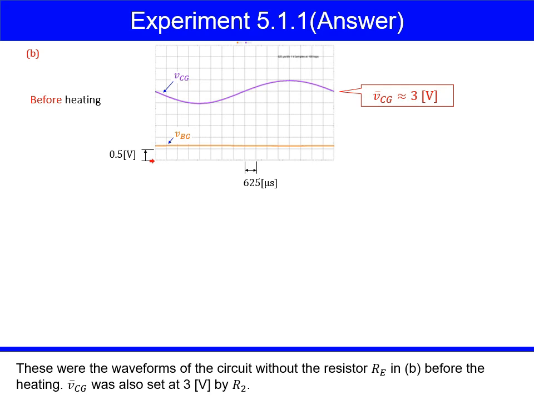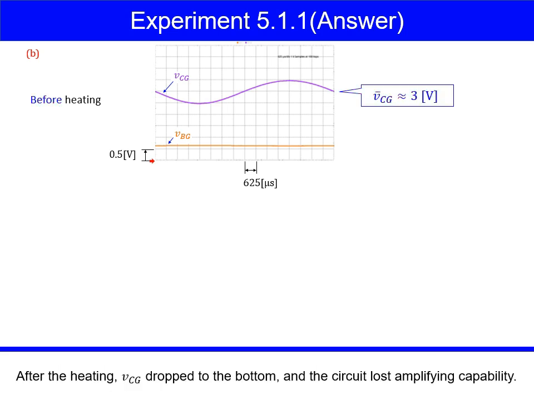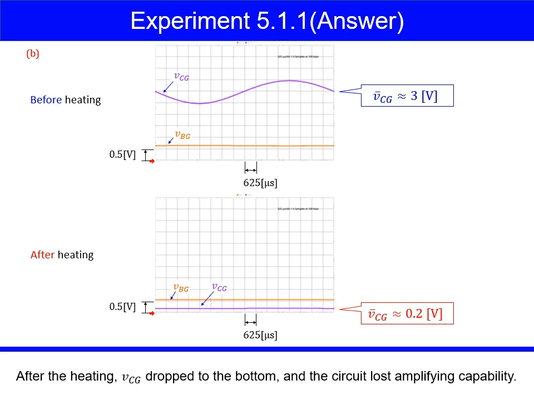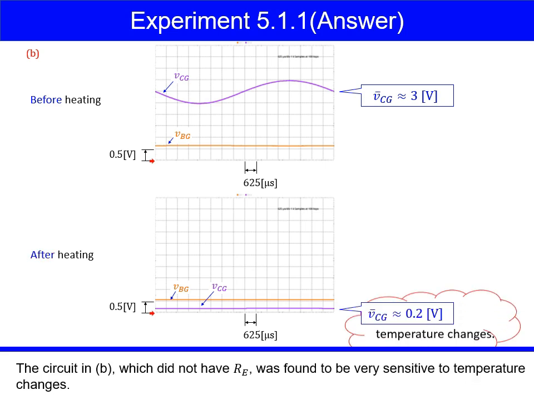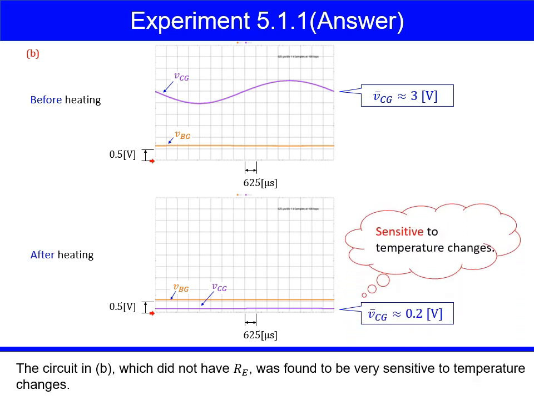These were the waveforms of the circuit without the resistor Re in B, before the heating. V bar CG was also set at 3 volts by R2. After the heating, VCG dropped to the bottom, and the circuit lost amplifying capability. The circuit in B, which did not have Re, was found to be very sensitive to temperature changes.